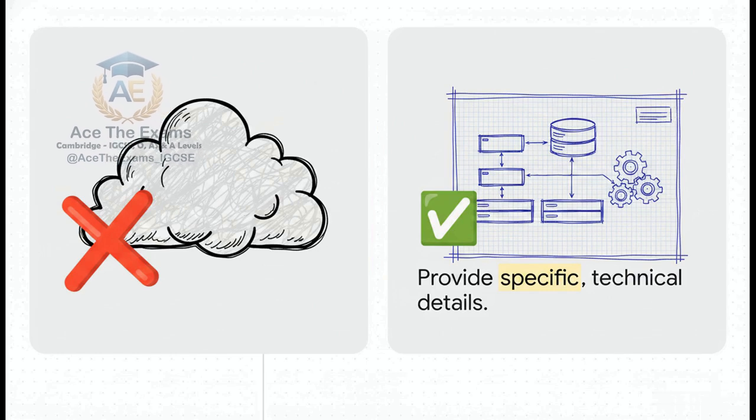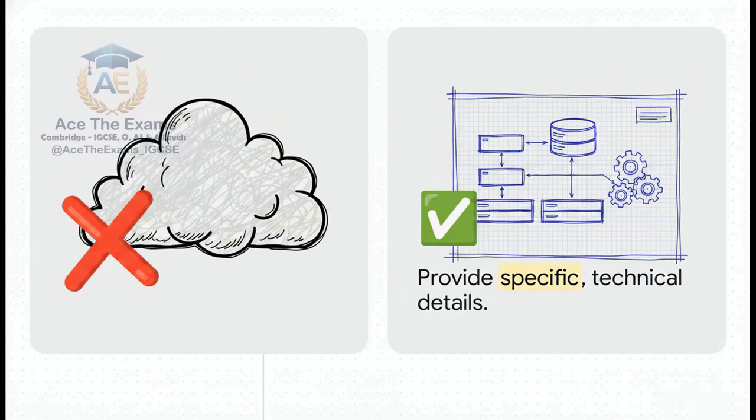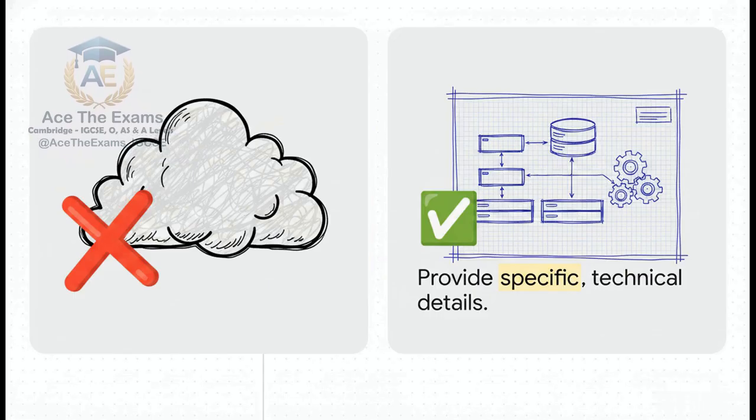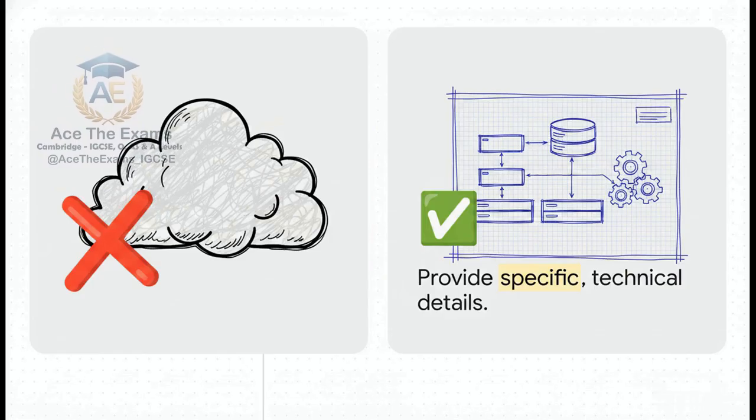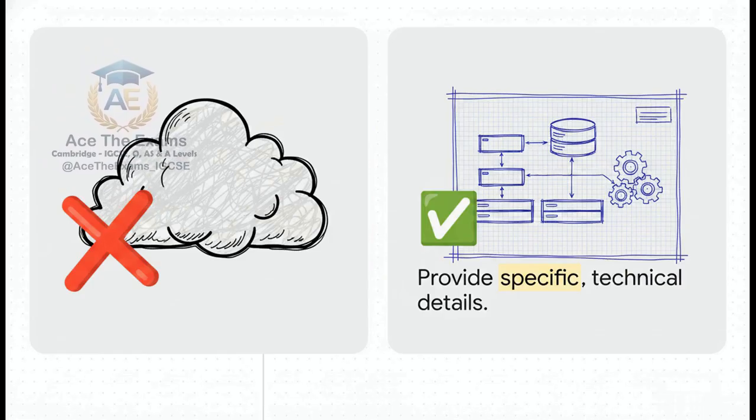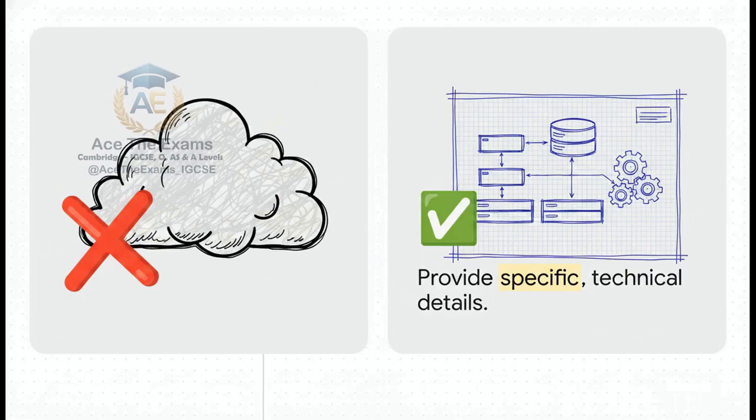As that timer counts down, your goal is to extract the core trend from this data dictionary extract. What you're looking for is the difference between a vague, generalized answer and specific, context-driven technical details. Examiners explicitly report that answers on data management are far too often vague. You cannot just write that a data dictionary stores information about data. That won't cut it. Examiners demand technical precision.